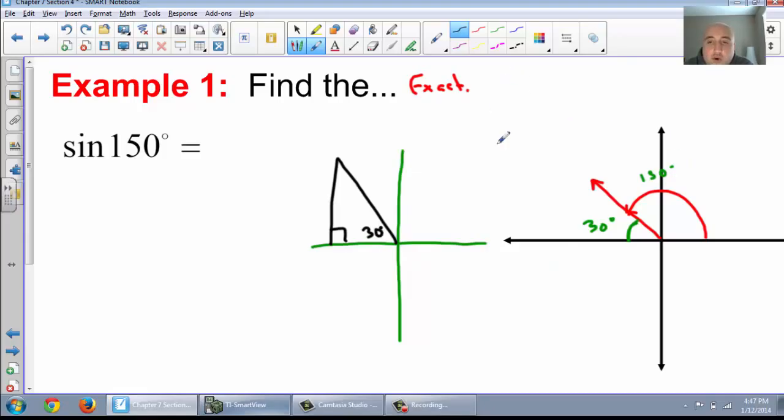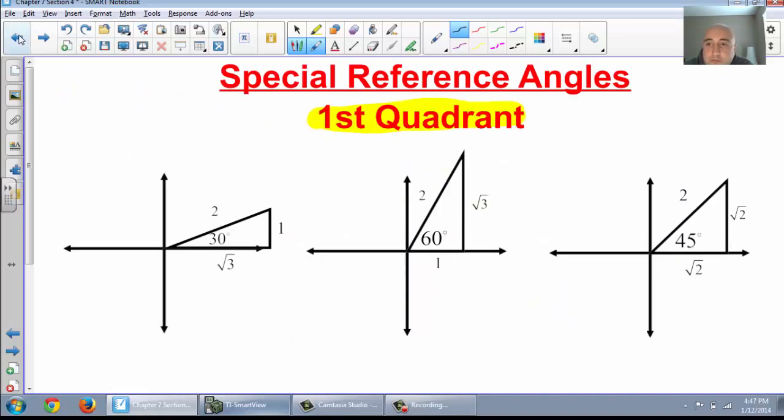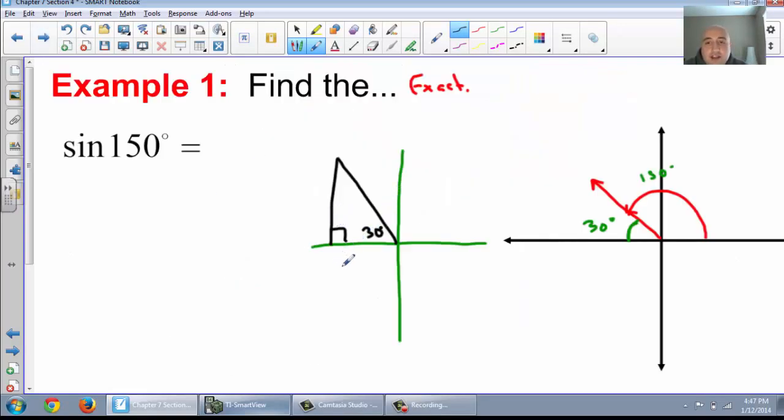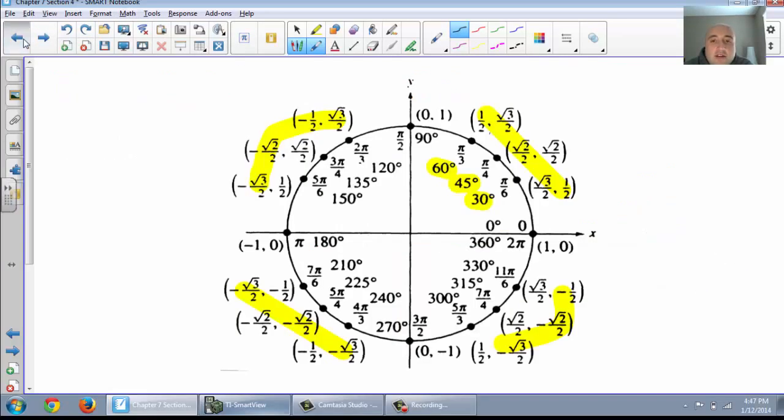Okay, so now let's go back. This is a 30 degree triangle in the second quadrant. Now if we look at our triangles, here's our 30 degree triangle in the first quadrant. What is the x value in this triangle? If you noticed, it is square root of 3. Okay, now for our triangle, however, we went to the left, so we have to have negative square root of 3.